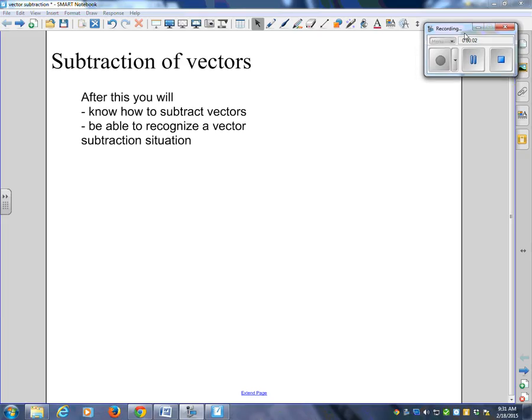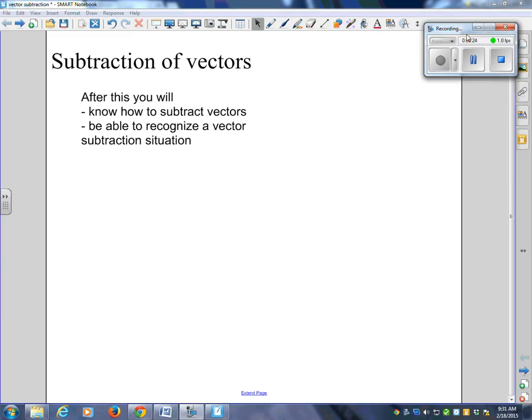Alrighty, let's proceed with vector subtraction. Now, the good news is that if you can do vector addition, vector subtraction is really only one additional step. The bad news is that if you can't do vector addition, well, you've got to learn that first. Maybe this will help you review, because it's really only one more step, and maybe now you're motivated.